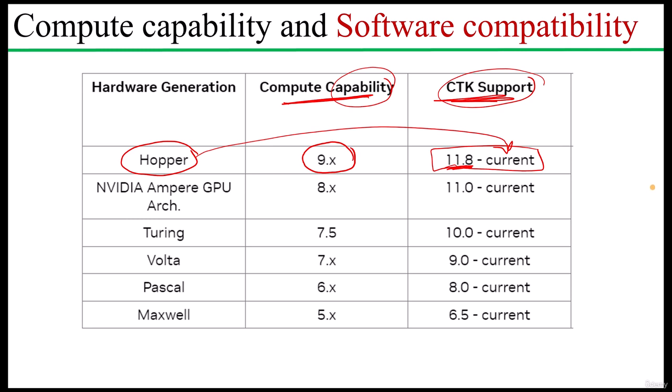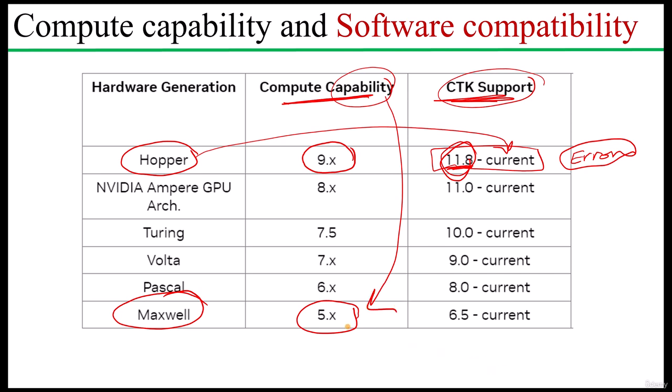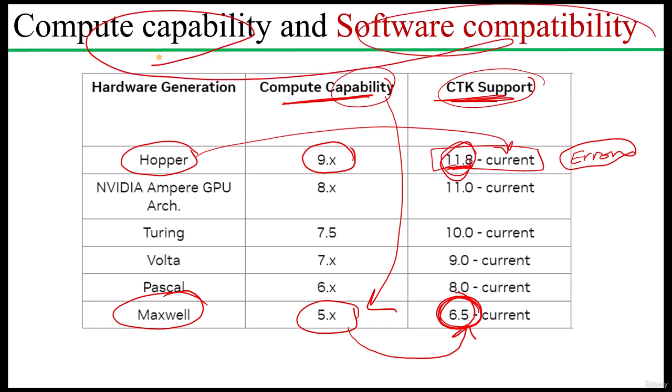Furthermore, it is advisable to avoid using older CUDA versions lower than the minimum value here. For example, in the Hopper architecture, you cannot use a CUDA version lower than 11.8. Otherwise, you will get an error message indicating an incompatible CUDA version. Let's take another example, the Maxwell architecture or the Maxwell GPUs. From this table, you can see that the compute capability number of this architecture is 5.x. Then you cannot use a CUDA toolkit that is lower than 6.5. This is what we mean by software compatibility in terms of the compute capability number.